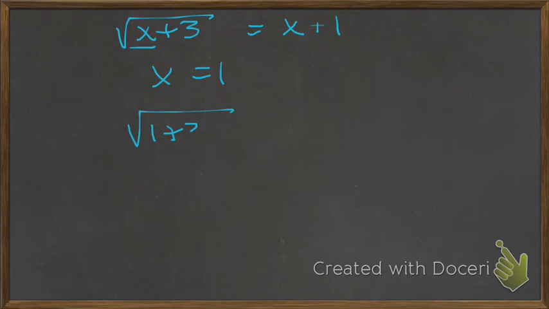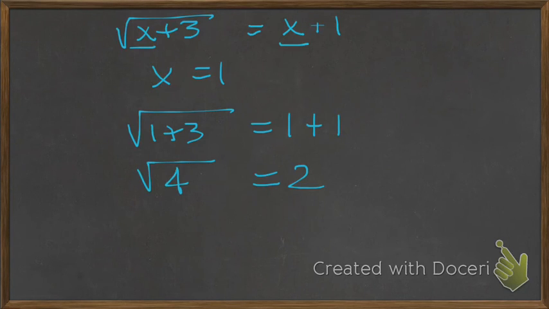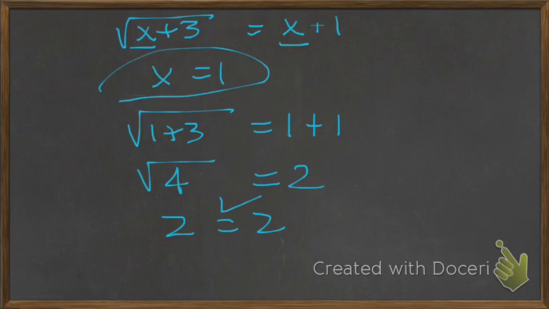Now, we'll check the next value that we got. So we'll go back to the original equation. Square root of x plus 3 equals x plus 1, and we found that x was equal to 1, so now we'll check that. So I'll replace this x with 1, so 1 plus 3 under the radical, and then I'll replace this x with 1, 1 plus 1. 1 plus 1 is 2, 1 plus 3 is 4, and the square root of 4 is 2, and indeed those are the same. So x equals 1 is our solution.